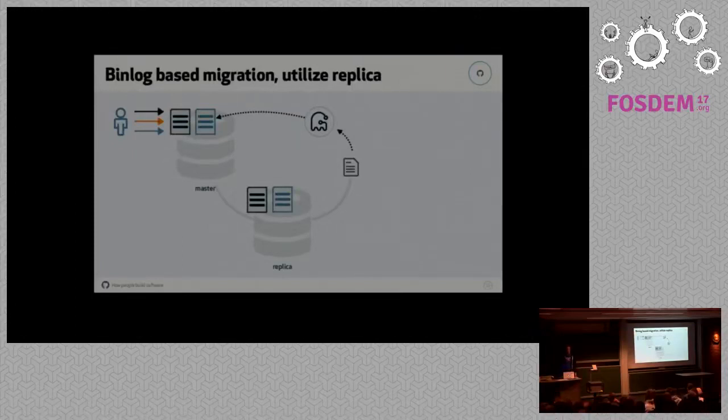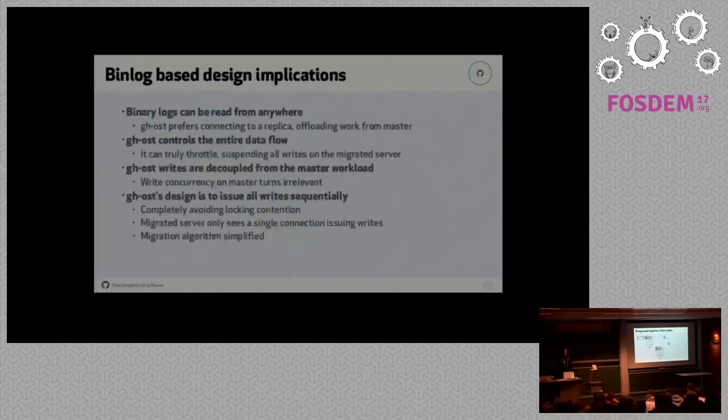So, of course, it's best to use a replica or a slave, however you want to call it. If you're reading from the replica, there's even less load on the master. And the only thing the master actually sees is normal inserts in a table, which is, well, normal operation. Nothing special going on the master. So of course we can read the binary logs from whatever thing is providing the binary logs. So that really helps.